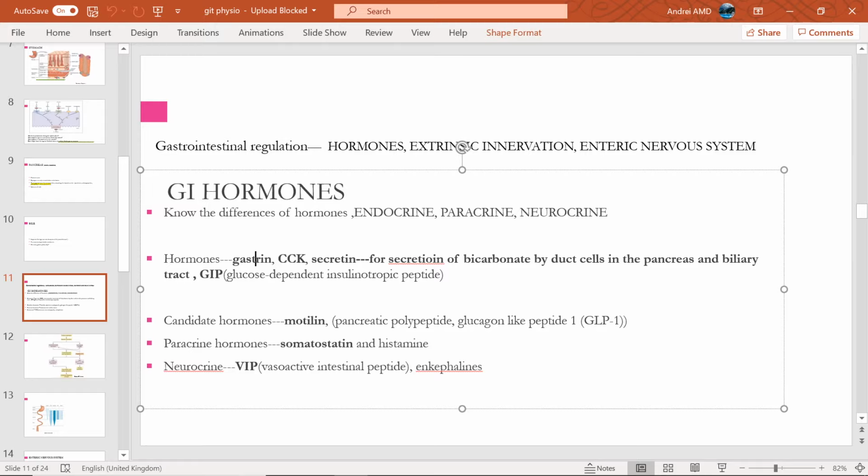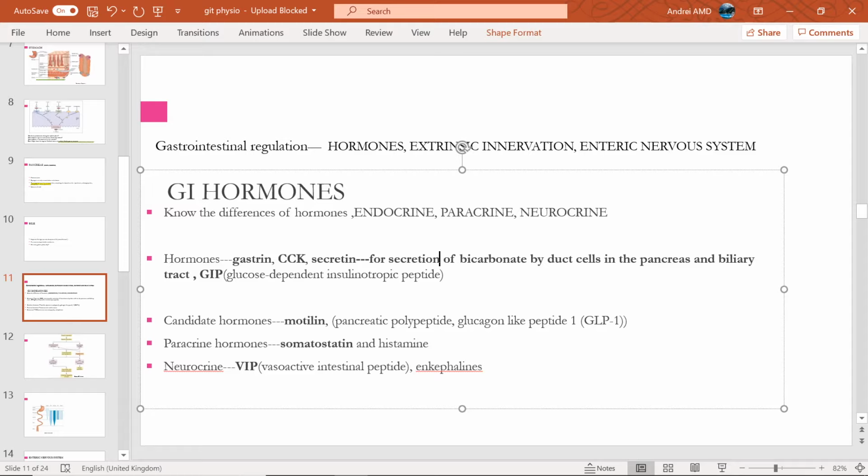It enhances the secretion of bicarbonate. And if you think about where bicarbonate originates from, it comes from the duct cells in the pancreas and the biliary tract. So that's secretin's job. If you just read the name secretin, you would think, what does it secrete? Yeah, it secretes bicarbonate.